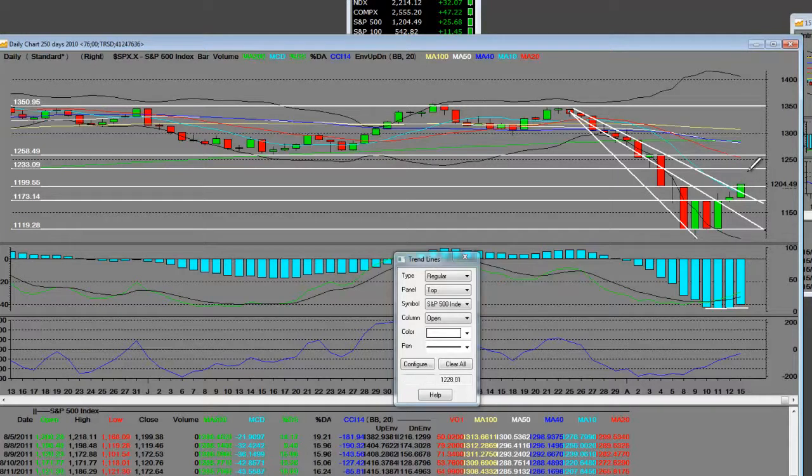We've got resistance 1 right here. That's this upper trend line, which was the bottom of that low. That was back on 8.3. That's resistance 1. Resistance 2 is into the 20-day declining moving average. The 20, the 50, and the 100 are all pointing down.